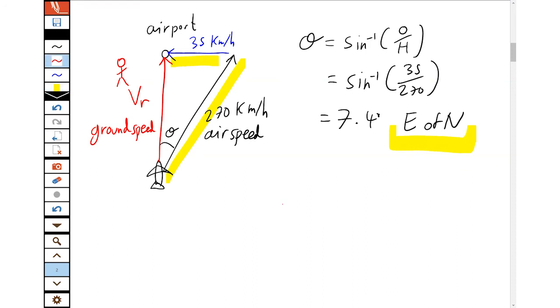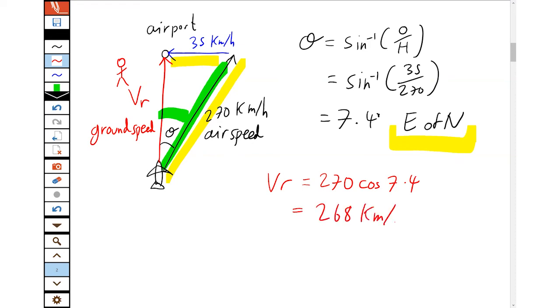Then, if we want to find the actual ground speed, that's pretty handy now because we've got the hypotenuse and we've got the angle. And the ground speed is right next to the angle there, so that's the adjacent. So that's the airspeed times the cosine of the angle, which gives us a ground speed of 268 kilometers per hour. So we can see we're moving a bit slower effectively than the plane's top speed, but we land in an airport because of it. So that's a worthwhile trade-off.